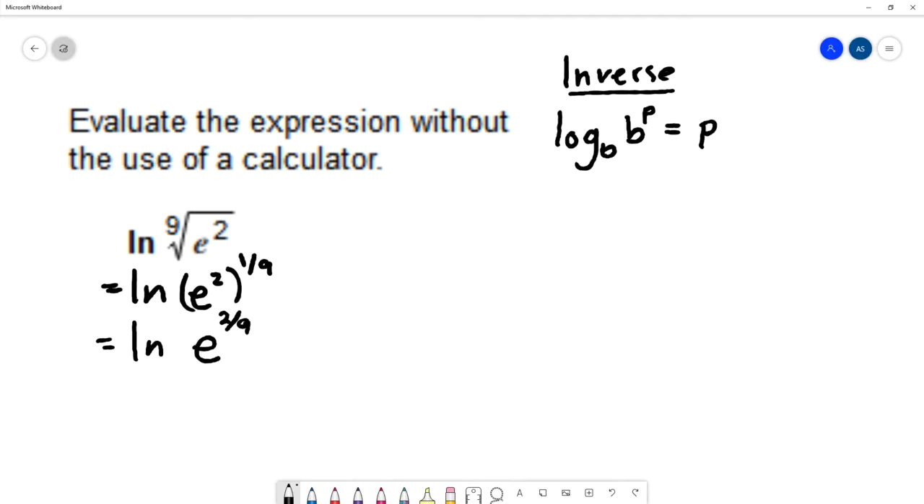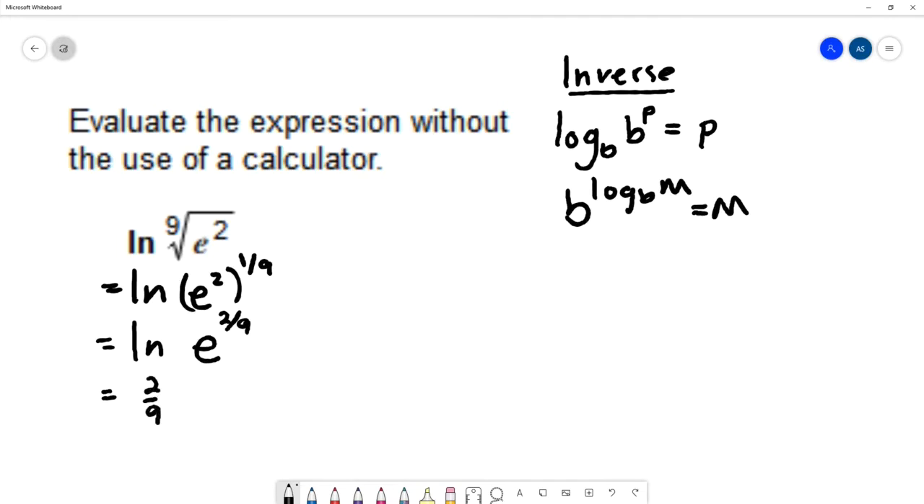You also have another inverse property, b to the log base b of m. Once again, the log and the exponential are inverses of each other and they cancel each other out, and you get m. So in this example, we have natural log, which is base e, and e to a power. These are inverses of each other and they can cancel out to give you just 2/9.